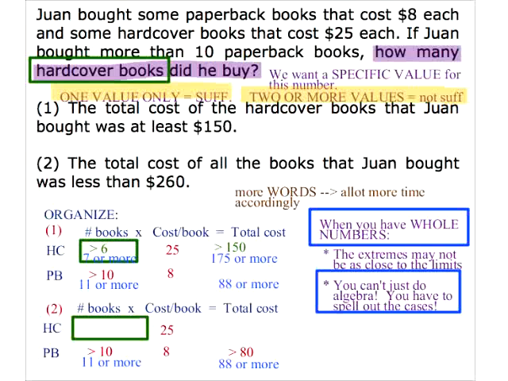175 or more. Definitely not going to be sufficient, because this can be anything in the world that's 7 or more. This could be 7 hardcover books, or it could be 700,000 million trillion hardcover books. So definitely lots of possibilities.